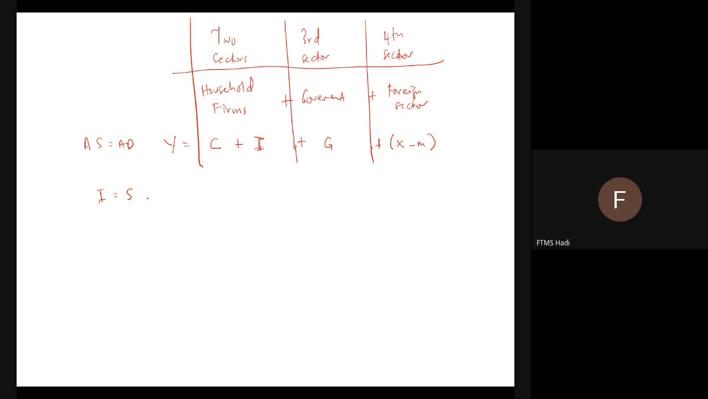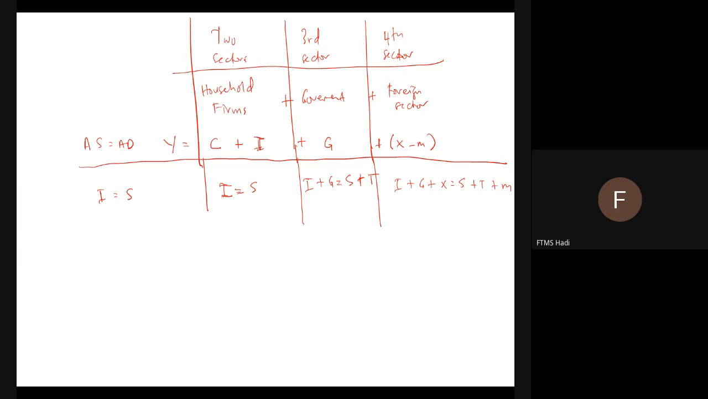Okay, how about I equal to S? Alright, this is household and firms, which is more on, sorry, I, which is equal to S. Okay, that means investment is equal to saving. Okay, and then for the third sector, I plus G is equal to S plus T. Okay, investment plus government spending is equal to saving plus tax. And the last one, including the foreign sector, I plus G plus X is equal to S plus T plus M. So you need to memorize the equation before you do a calculation.